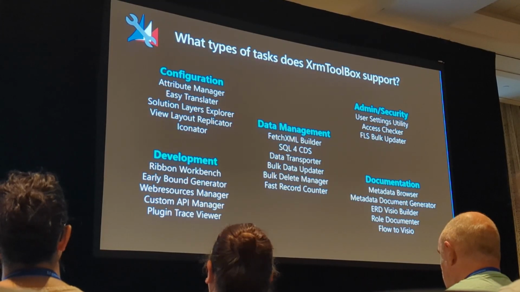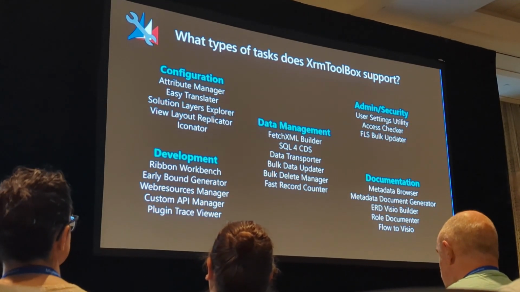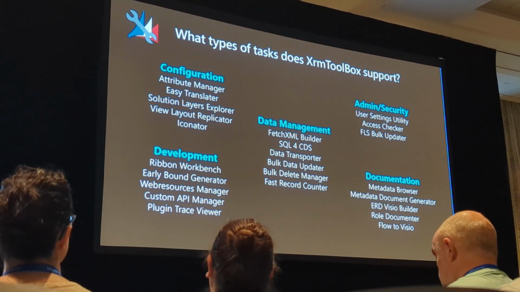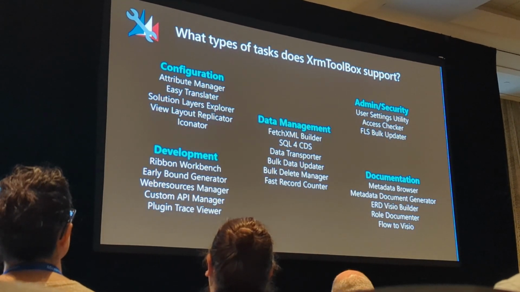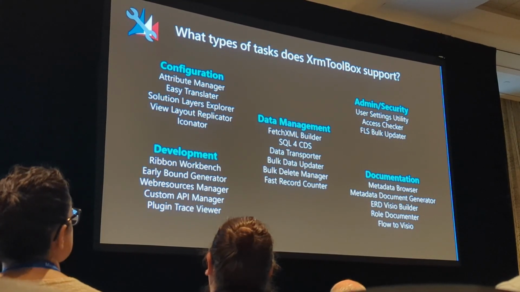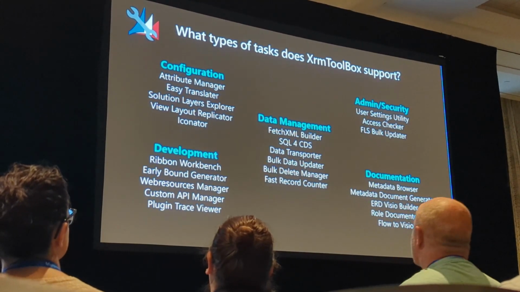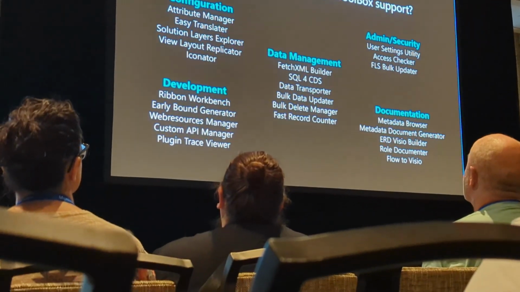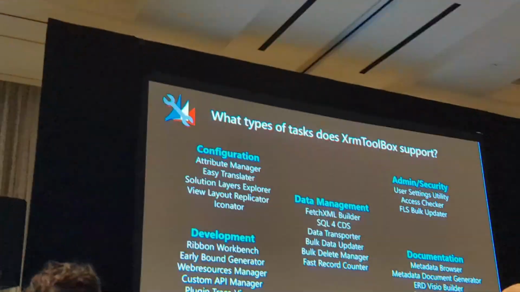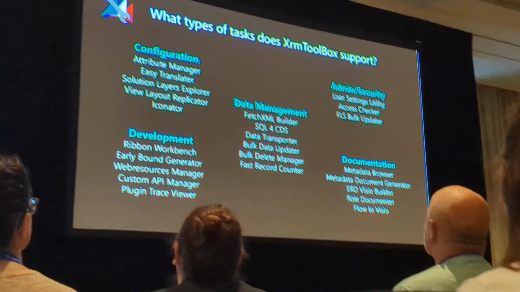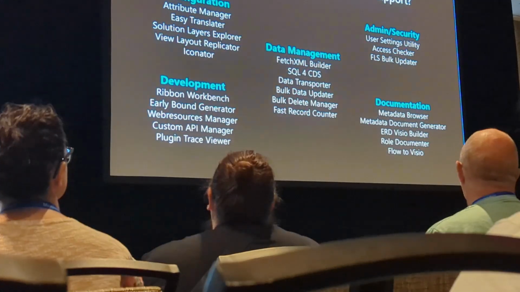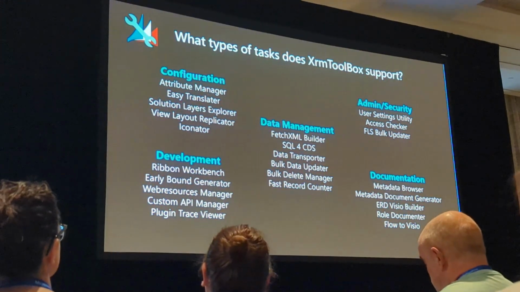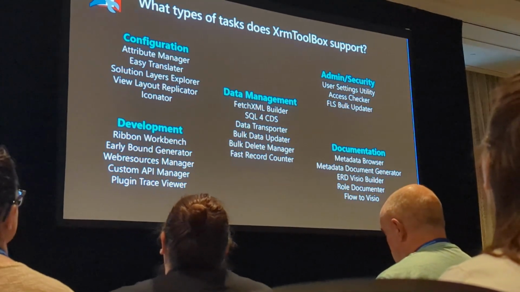So you can do awesome things with configuration, so working with your metadata. For example, we have the Attribute Manager where you can define your data model, your data dictionary, in this nice little Excel template. You can upload this template and mass create your tables and your columns. Whereas typically if you're using the Maker portal, it can get very tedious if you're having to create a table with 30, 40, 50 columns.